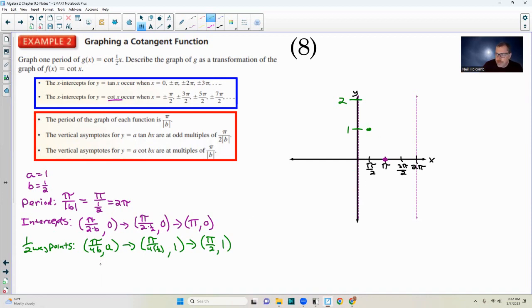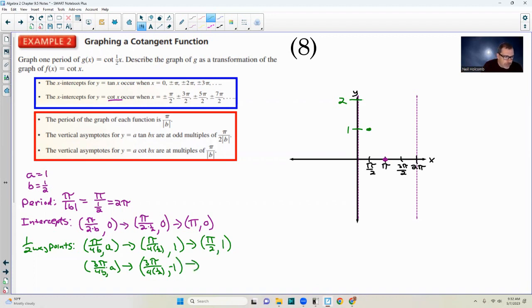The next point is going to be 3 pi over 4b, because we're doing the odds, right? So this one is going to be 3 pi over 4b, comma a, which becomes 3 pi over 4 times a half, comma a, and it's the negative of a for the other next one.